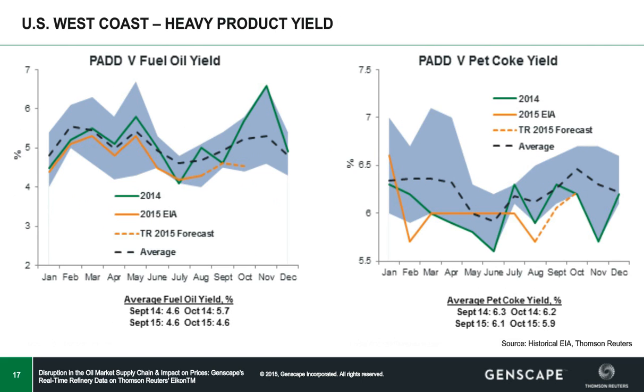Fuel oil yields in PADD 5 have tracked to just below last year's levels through most of 2015, and we expect this to continue in September and October, with yields averaging 4.6%. Petroleum coke yields in the region remain flat for several months, but we expect them to remain below last year's levels in September and October, with yields averaging 6.1% and 5.9% respectively.